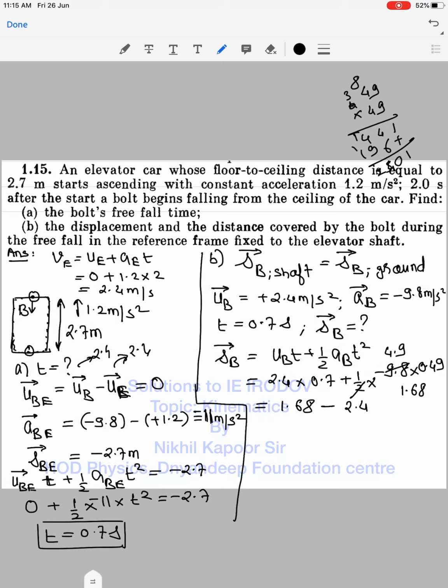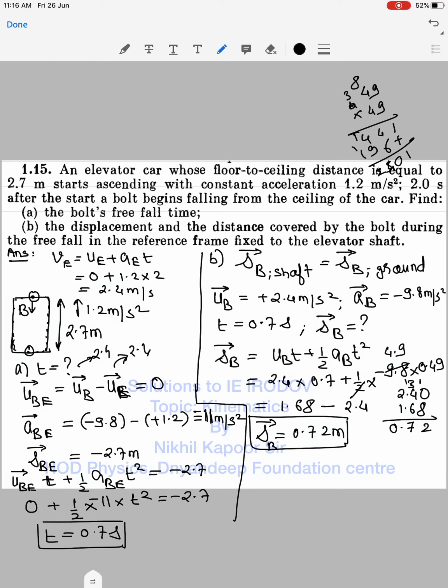1.68, 2.4. So if we subtract 1.68 from 2.4, how much answer will you get? So 2.4 minus 1.68. So 1 carry, 10 minus 8 will be 2. And here what remains is 3. So 13 minus 6 will be 7. And 1 minus 1 will be 0. So the displacement of bolt comes out to be 0.72 meter. That is for a person with respect to ground.